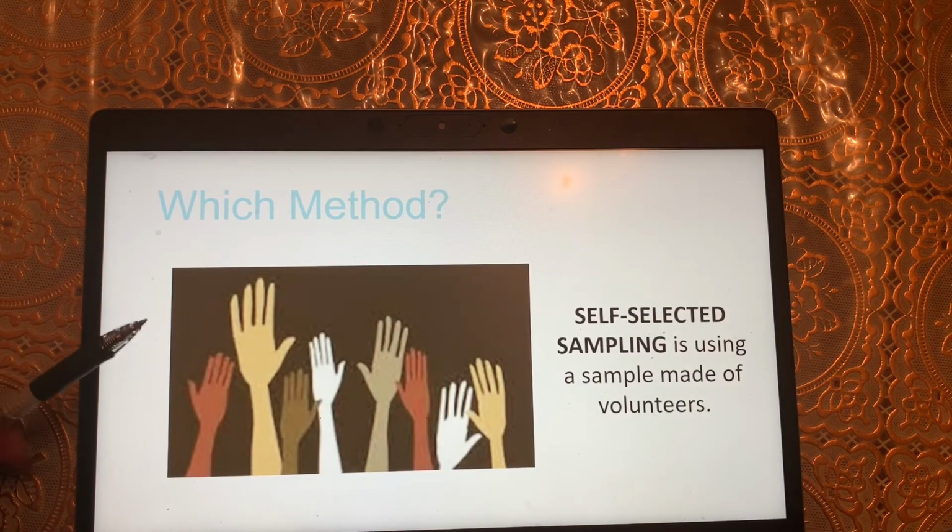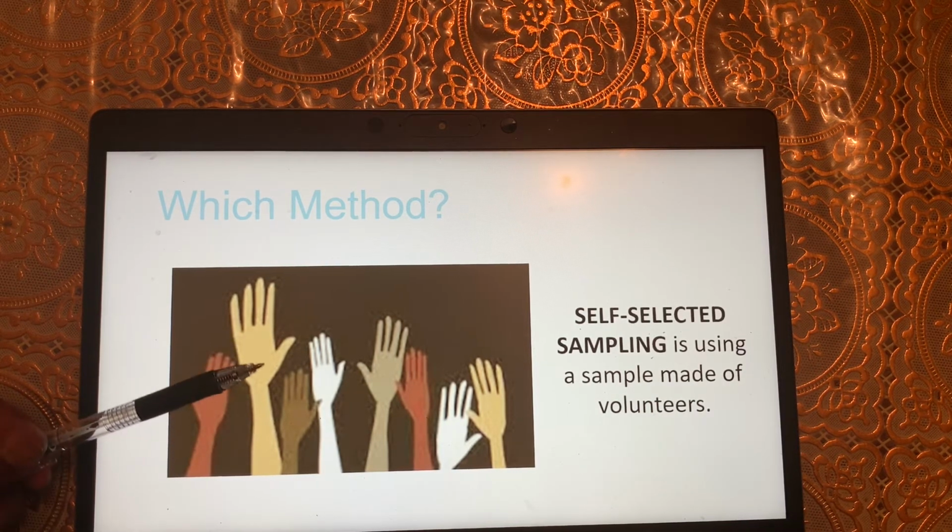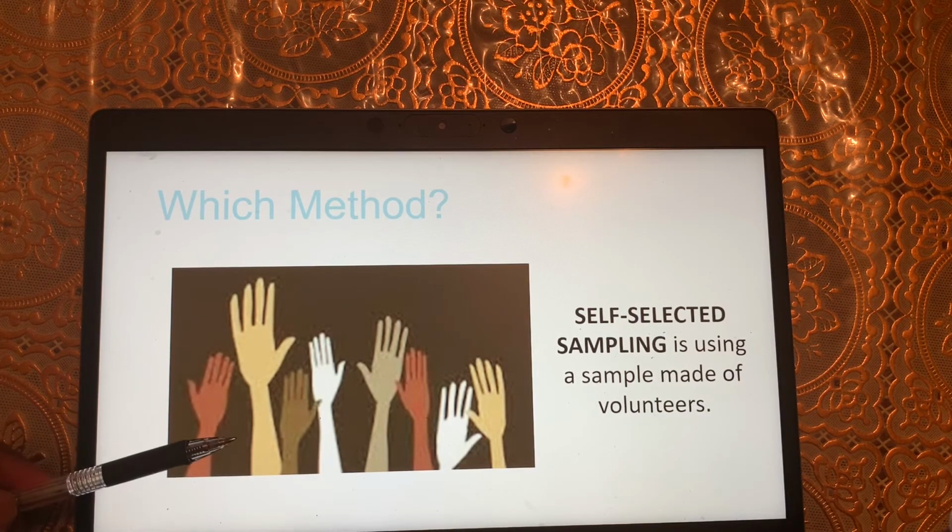The other is self-selected sampling. This is using a sample made of volunteers. Only volunteers who are willing to respond to our survey are considered. We'll see again the advantages and disadvantages of this sampling method.